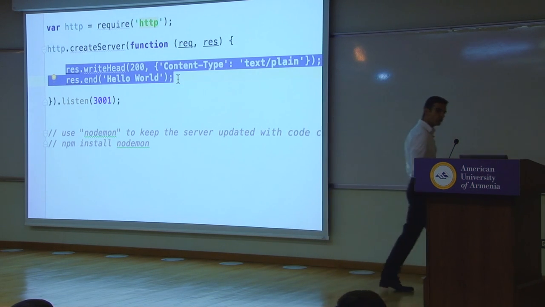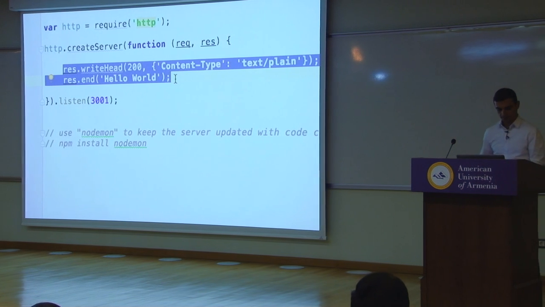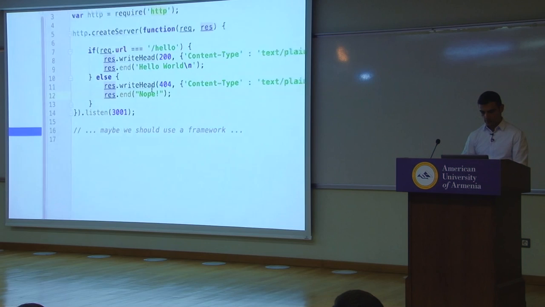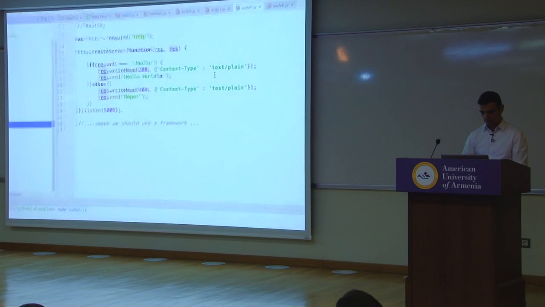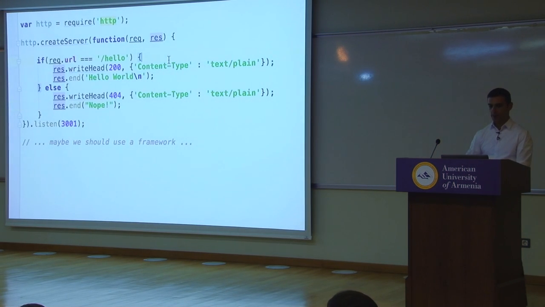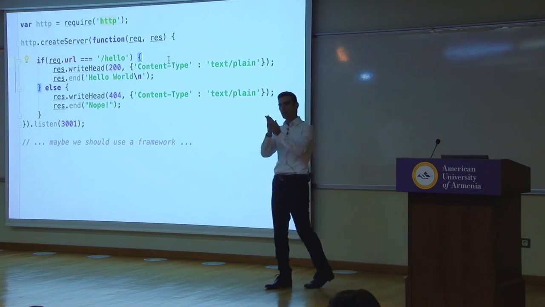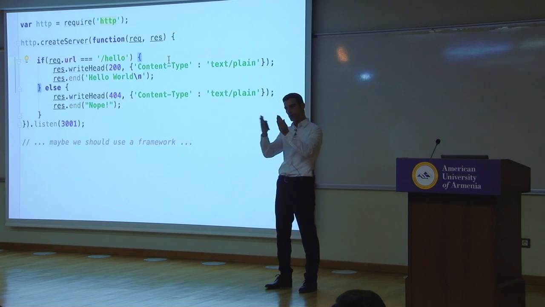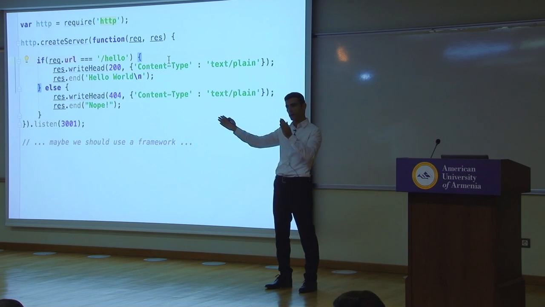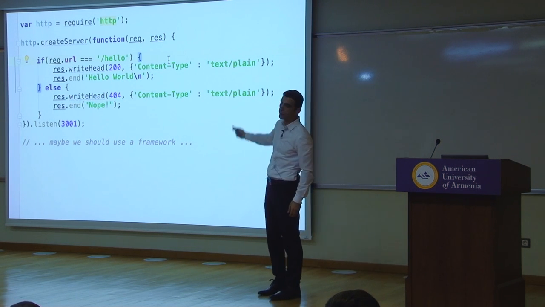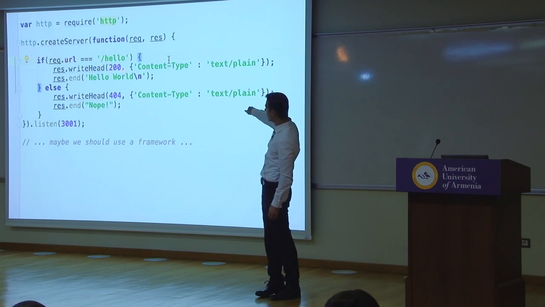Okay, so what we can do is something like this. The request has a URL attached to it. This is the information to the right of the port number. This is the directory path. And what we can do is we can check, is that URL hello, for example. If it is, let's send that. If it's not, let's send something else.